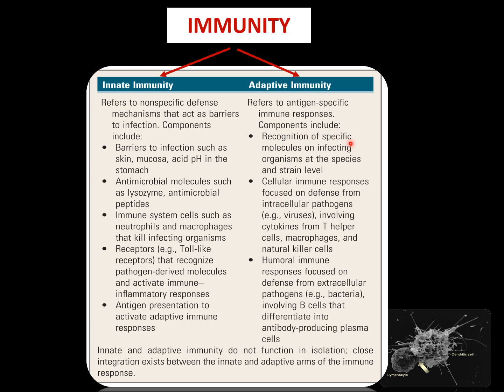Adaptive immunity refers to the antigen-specific immune responses. The components are the recognition of specific molecules on infective organisms at species and strain level, cellular responses and humoral responses. Now, cellular responses are responsible for the intracellular pathogens, and humoral response is mainly for the extracellular pathogens like bacteria. This involves B cells and plasma cells which produce antibodies. Cellular responses mainly include the T cells.